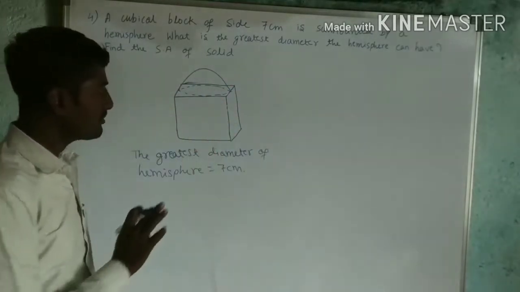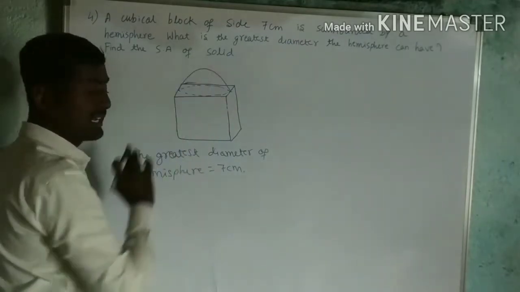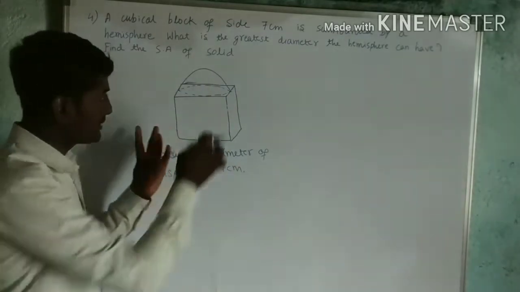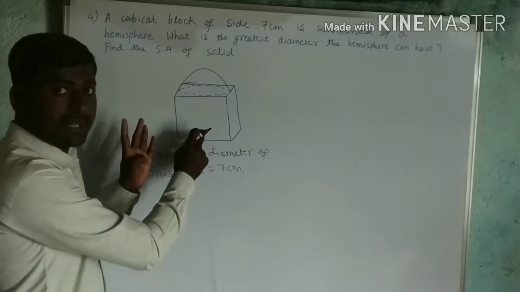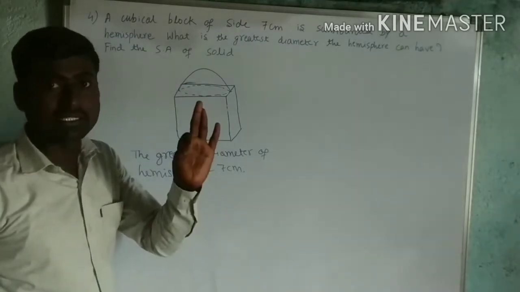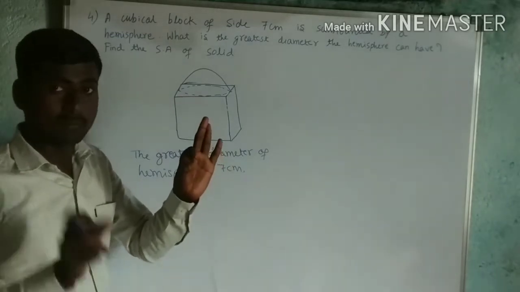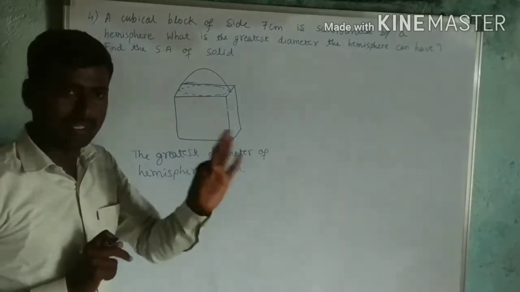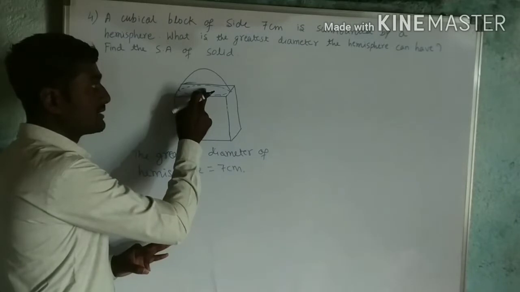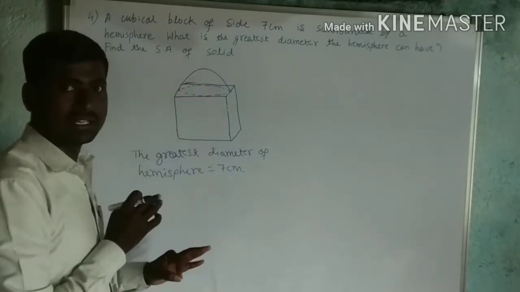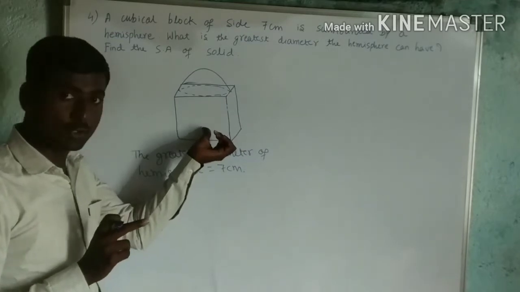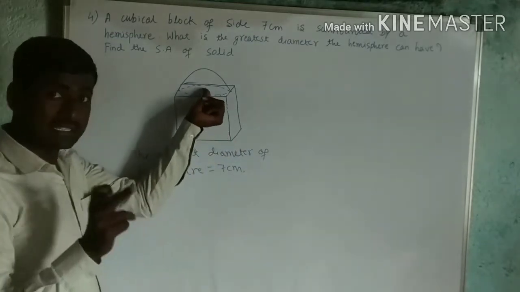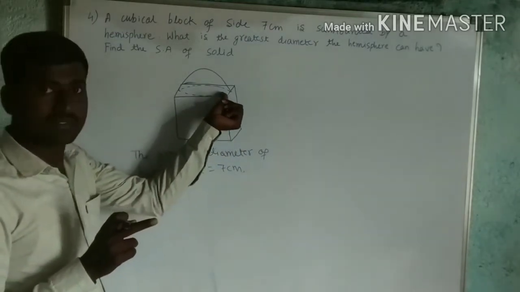So we have to find the surface area of the solid. It means curved surface area of the hemisphere plus surface area of the cubical block, minus, this is very important, minus the circular base of the hemisphere. Because if I say the surface area of the cubical block, this area will come.